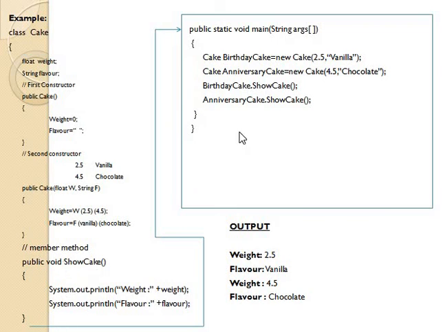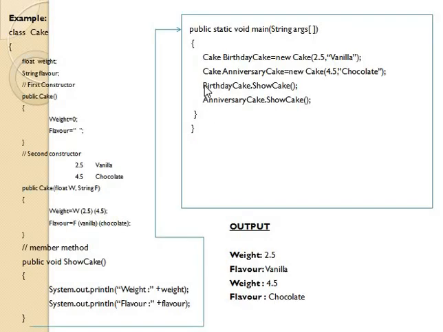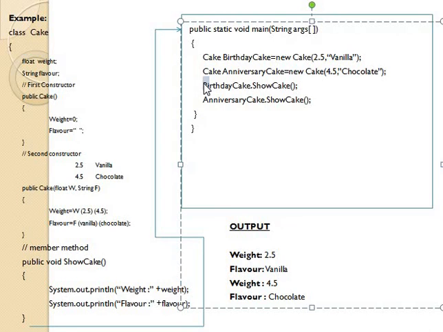Since this method showCake has been called using the first object, which is birthday cake, that's why the value of this data member weight that was assigned from this argument w will be 2.5, because 2.5 was the value of the first argument w when the object birthday cake was created. That's why here the value of the data member weight will be 2.5.